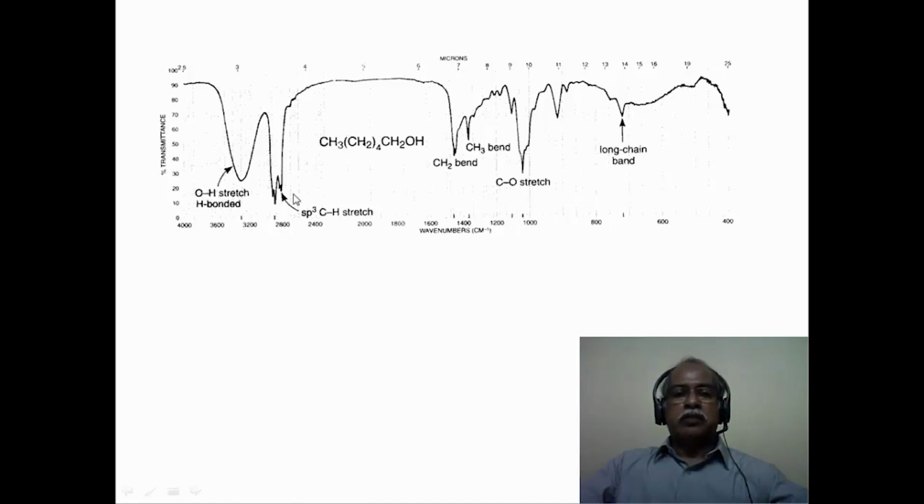Then you have the CH stretching frequency, which is coming at a lower frequency value, around 2800 inverse centimeter. Then the CO stretching is a very characteristic region around 1100, so this should be around 1050 or so, which is the region where the CO single bond stretching frequency comes. So this is a characteristic spectrum of an alcohol kind of a sample.